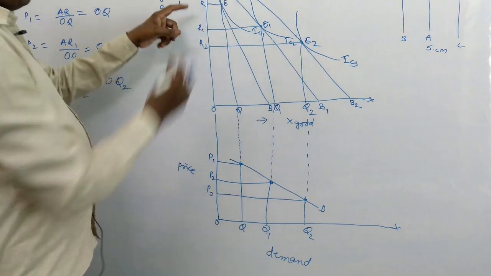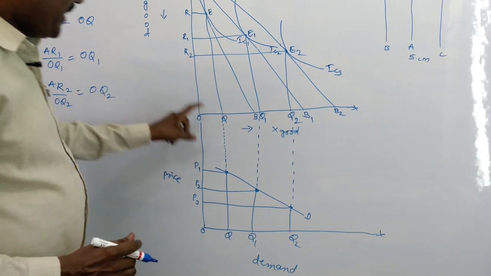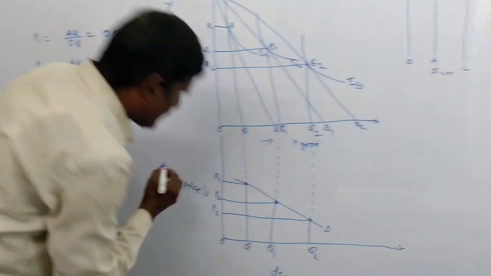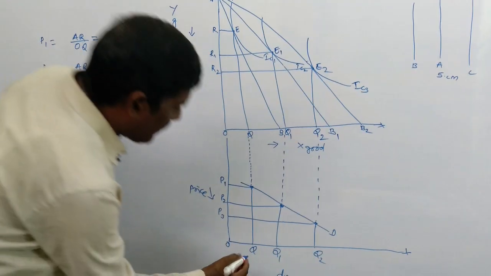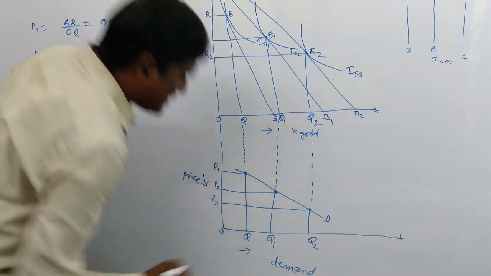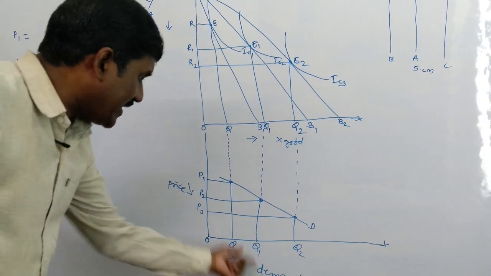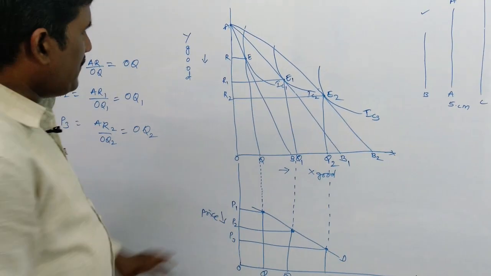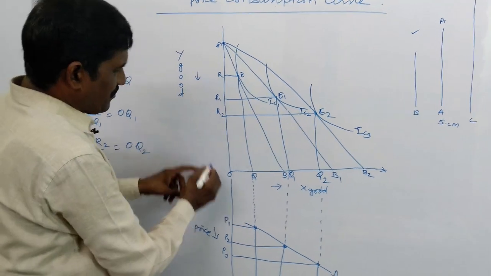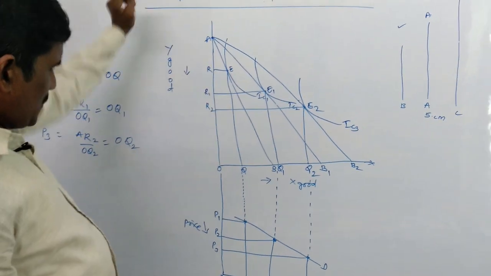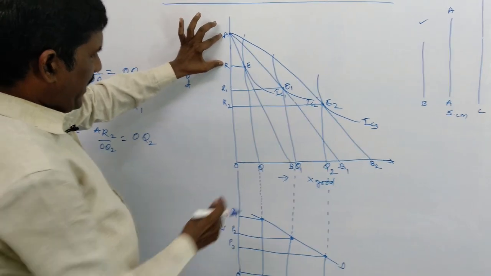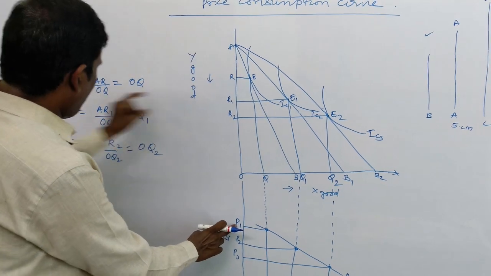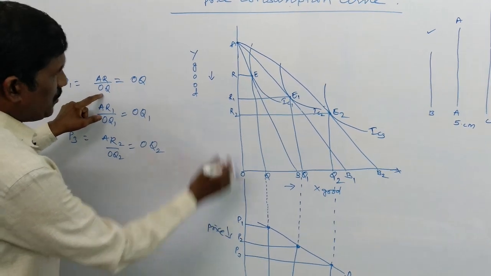Simple. The Y commodity decreases, the X commodity increases. Here, price decreases, automatically the demand also increases. So we derived the demand curve. This is the demand curve. We derived the demand curve from the price consumption curve. The same, Y commodity decreases, X commodity increases. Once again, observe here AR by OQ. The price is P1.